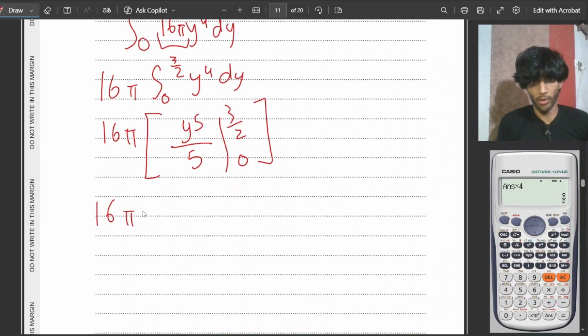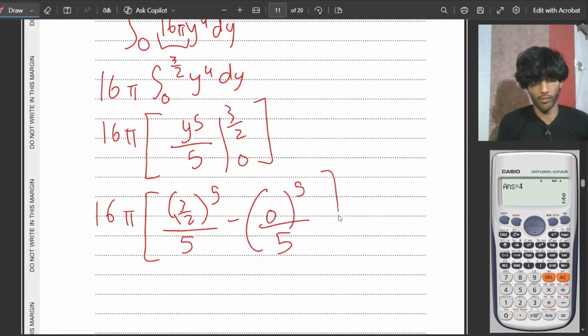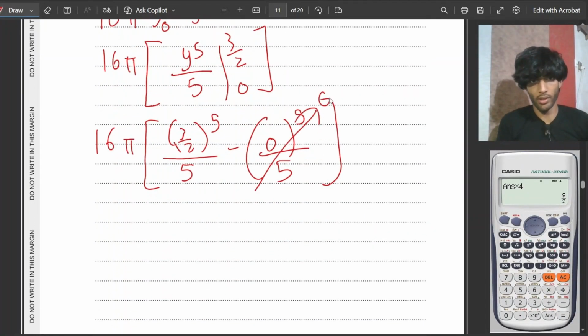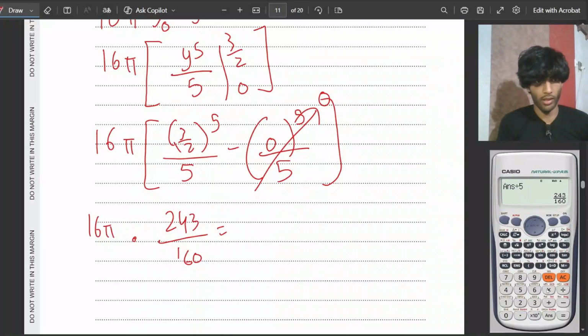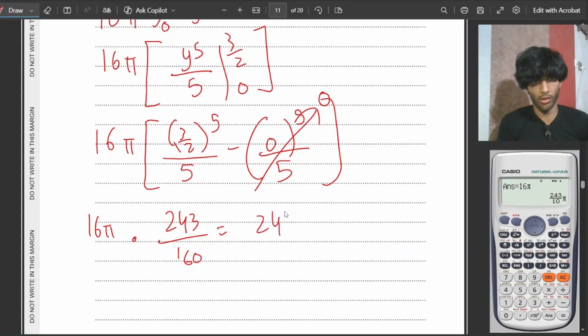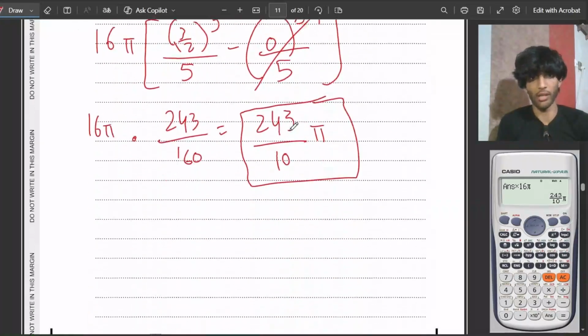Okay, so now we can input the values into these bounds. So we have 16 pi, and instead of y, we put 3 by 2 to the power 5 over 5, minus 0 to the power 5 over 5. All of the zero part is going to be 0, and then let's solve out the remainder. 3 divided by 2 raised to the power 5, divided by 5, is equal to 243 over 160. Then we times this by 16 pi. That's going to be equal to 243 over 10 pi. We're going to leave the answer the way it is because they wanted an exact answer. So this right here is in fact the exact answer.